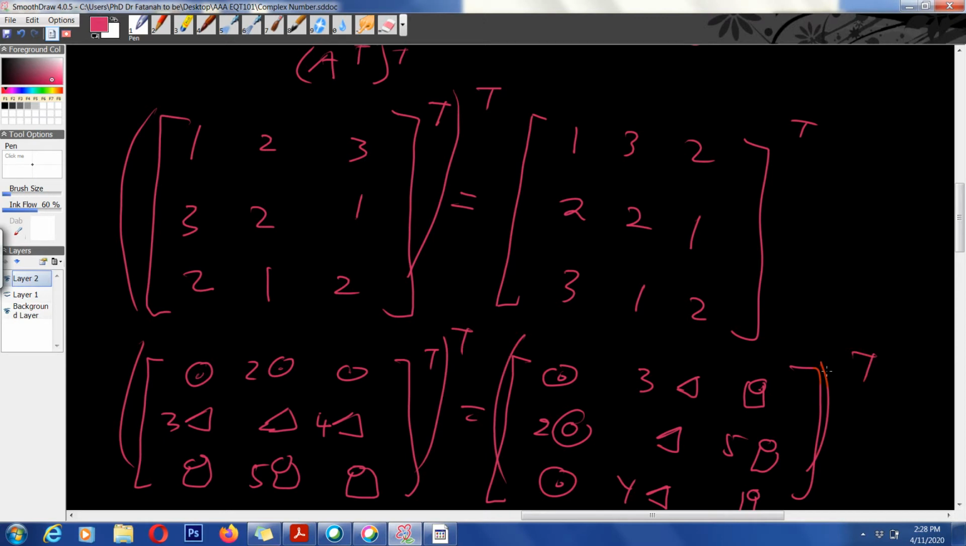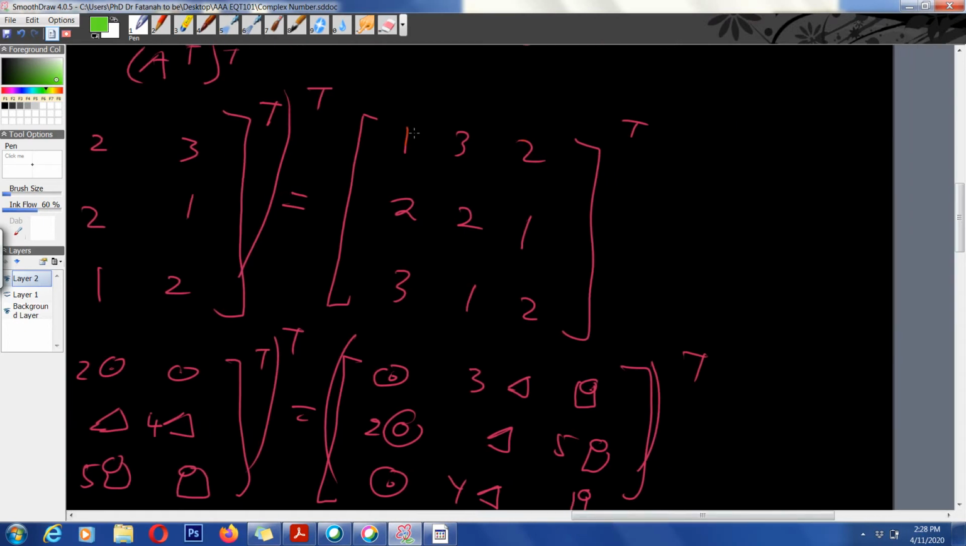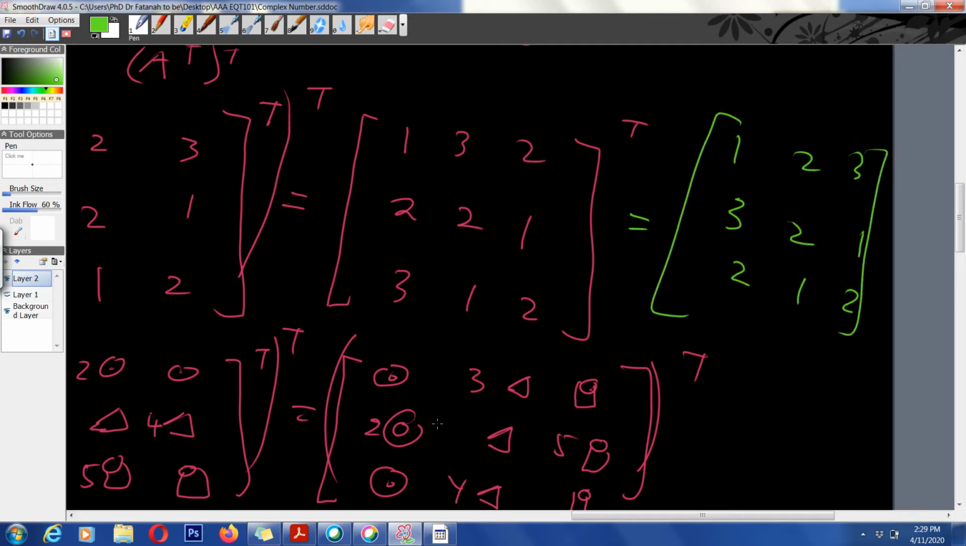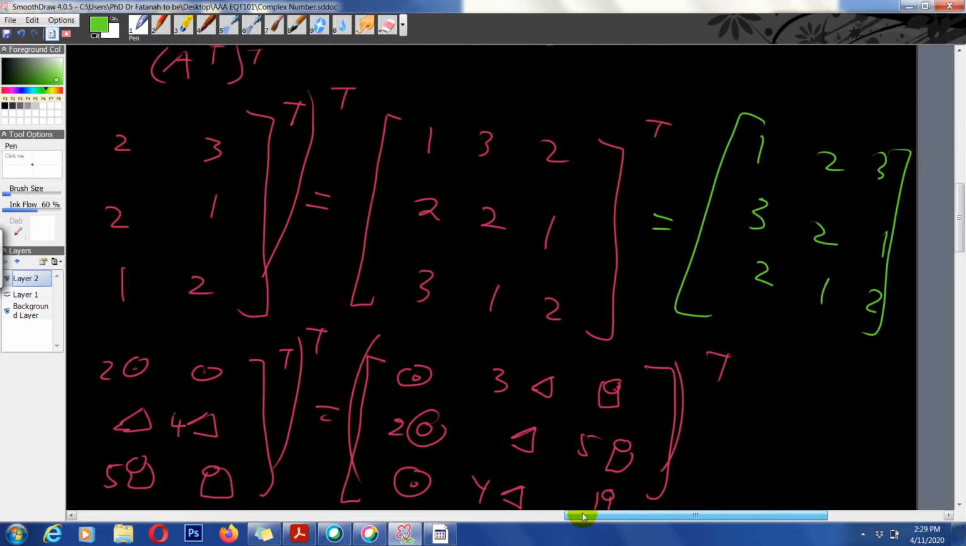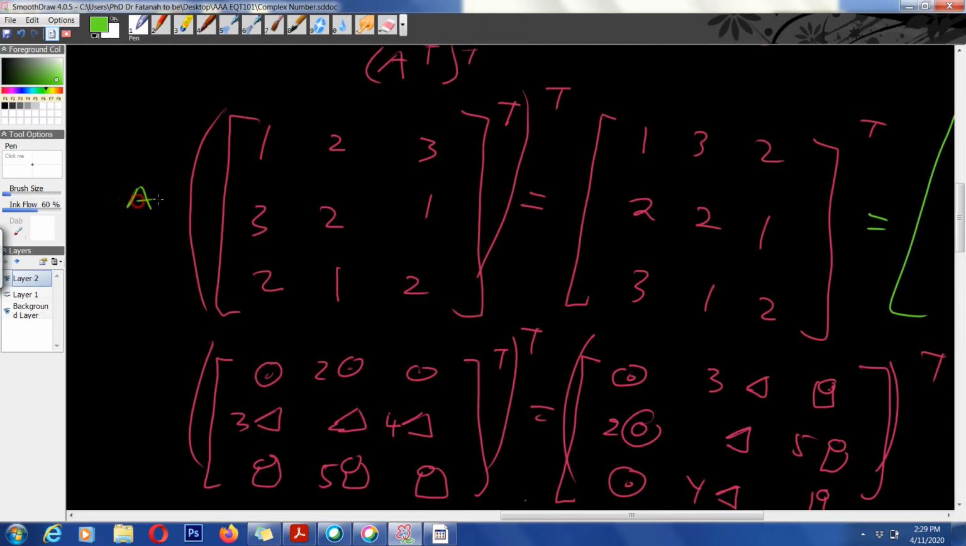Okay, what happened? We transpose again. The first row will be the first column, and the first column will be the first row. 1, 2, 3; 3, 2, 1; 2, 1, 2. So the original matrix is the same, right? We get the same matrix. This is the A matrix, so this is also the A matrix.